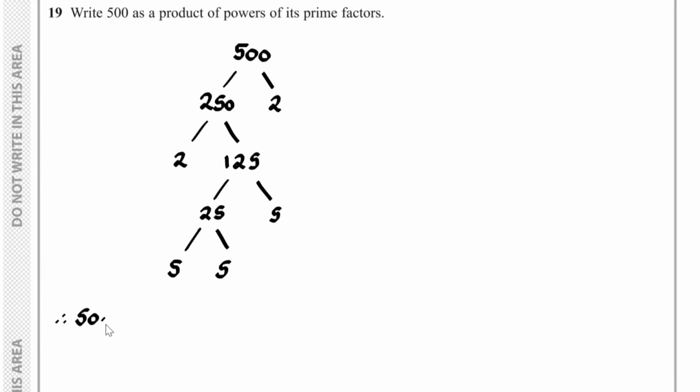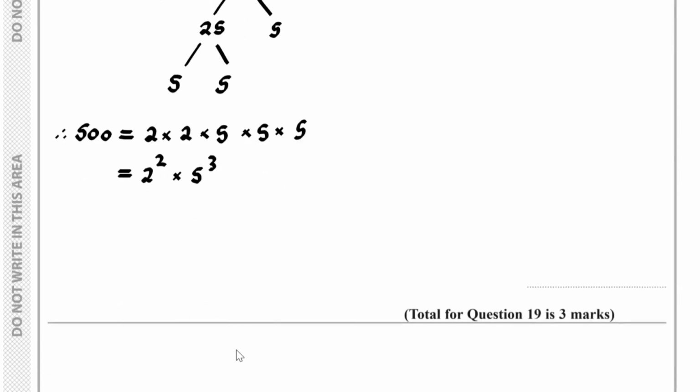Well, 500 is equal to, well, I've got 2 times 2, and then I times this by 5, and by this 5, and by this 5. So what we've got then, altogether, is 2 squared times by 5 cubed.